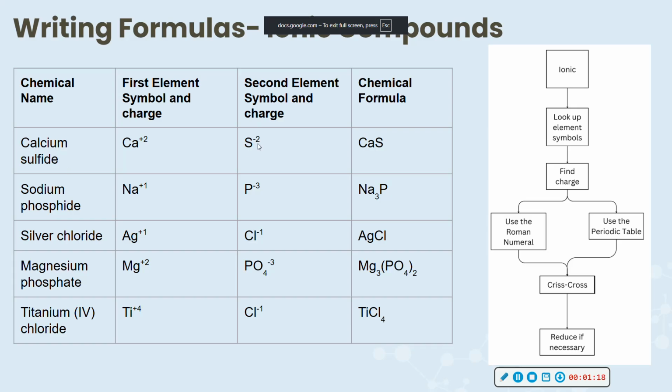When I go to write my formula for calcium sulfide, I'm going to do the crisscross method. So if I have calcium at positive 2 and sulfur at negative 2, when I crisscross those charges, meaning I take this 2 and put it underneath calcium here, and I take this 2 and put it underneath sulfide here, I can see that those two 2's are going to cancel each other out. So my formula is just going to be CaS.